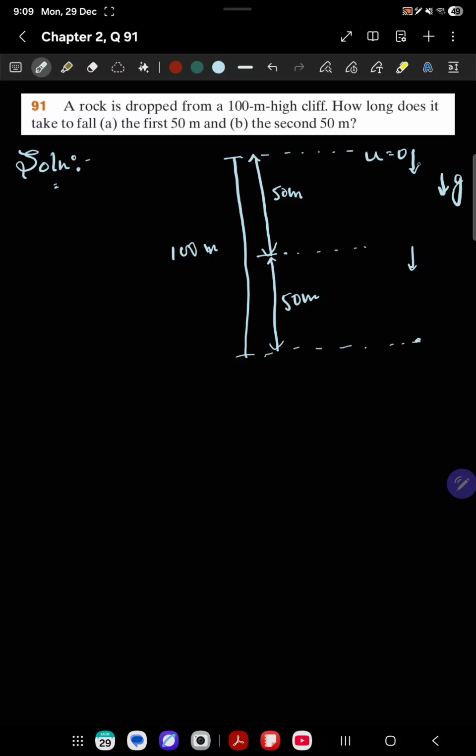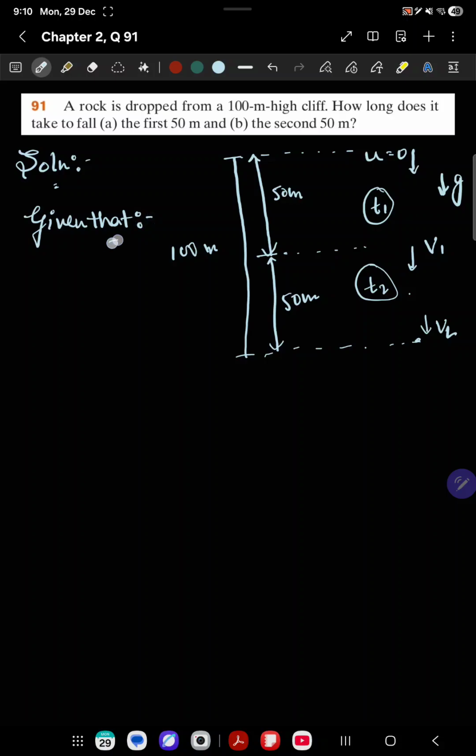So assume after crossing 50 meter, it has reached the velocity v1, and after crossing 100 meter, it has reached the velocity v2, right? And also we can assume that the time taken for this rock to fall the first 50 meter is t1, so I am writing just t1, and for the next 50 meter it will be t2, right? So now I am writing the equation. Let me write what's all given here.